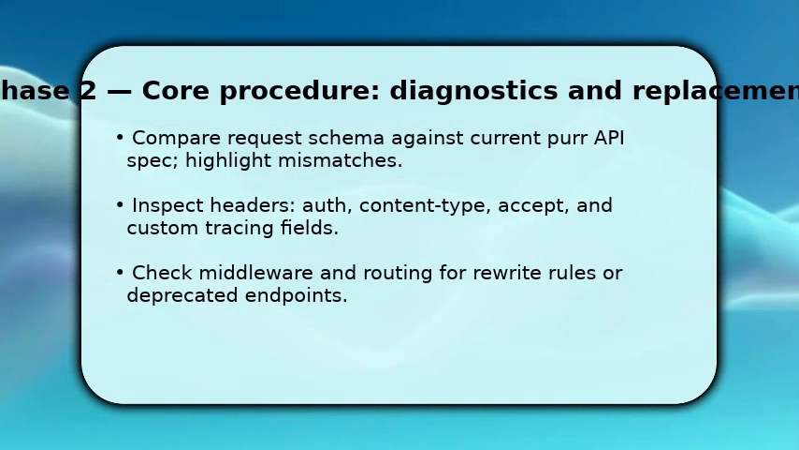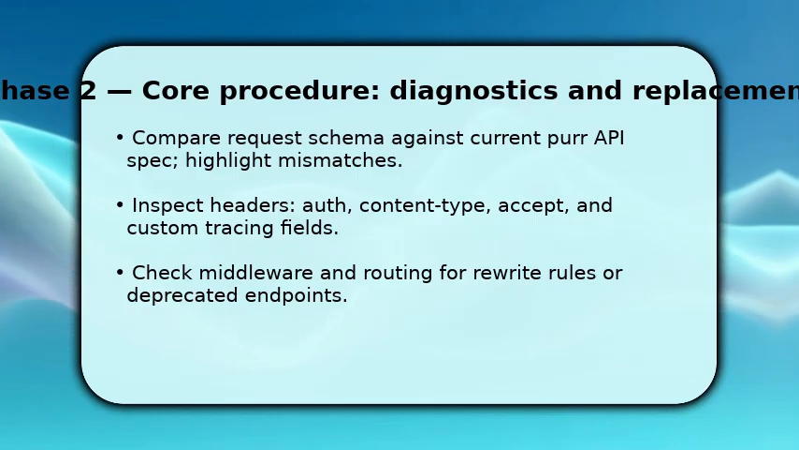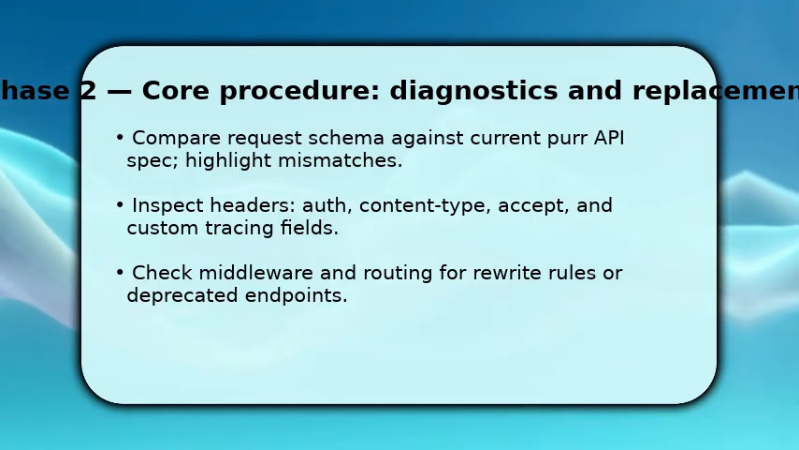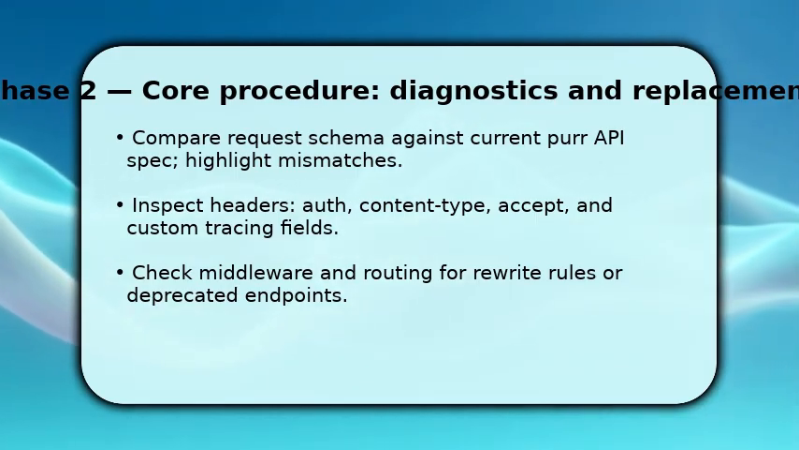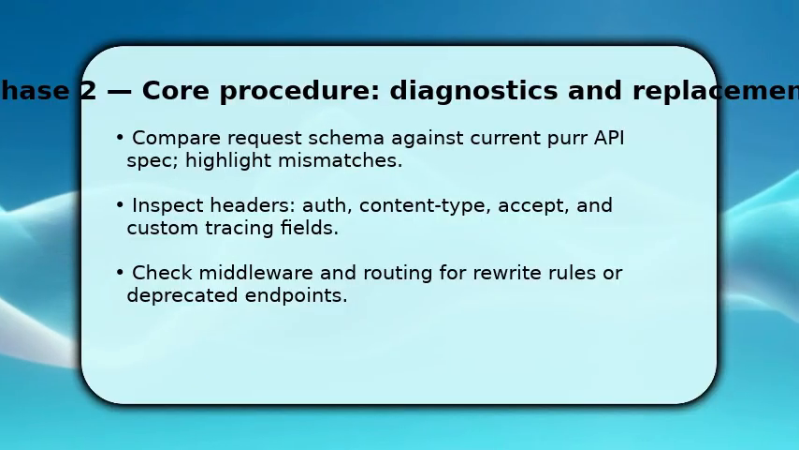Now dive into diagnosis. Compare the failing request schema directly with Purr's current API spec and highlight any mismatches in parameter names or types. Next, inspect headers, auth tokens, content type, accept, and any custom tracing fields, because a wrong header often triggers an unsupported call.